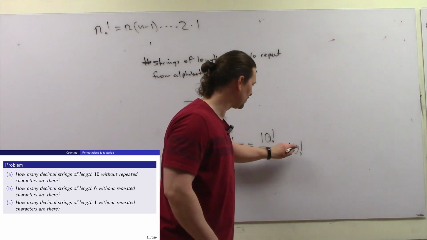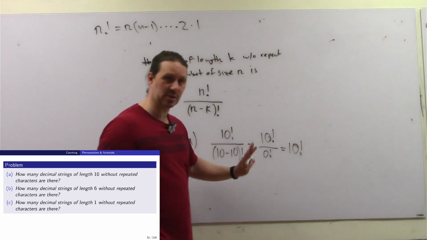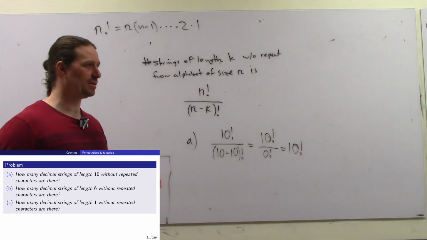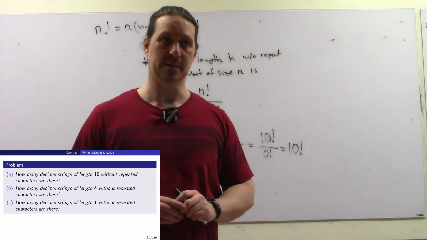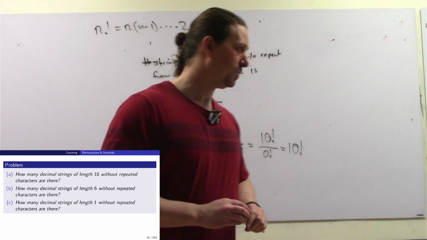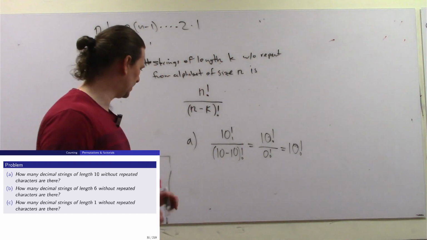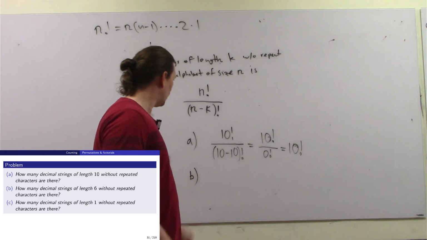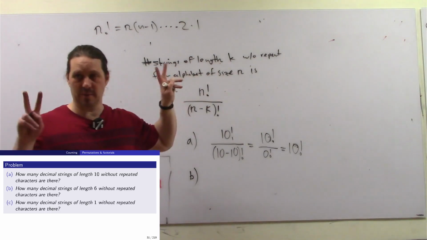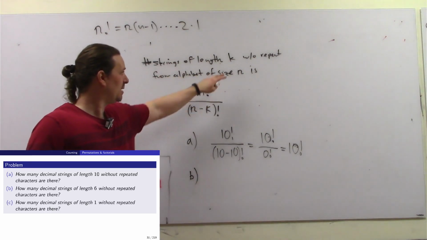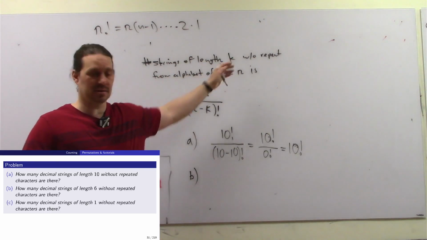Which as we saw is just 10 factorial. Okay? Right? 0 factorial is 1. So there's 10 factorial ways to arrange a string of length 10 without repeats from 10 characters. Okay? What about length 6 without repeats? Well, here, now, n is still 10. There are n letters in my alphabet here, 10 letters in my alphabet. But k is length 6, so they're only length 6 now.